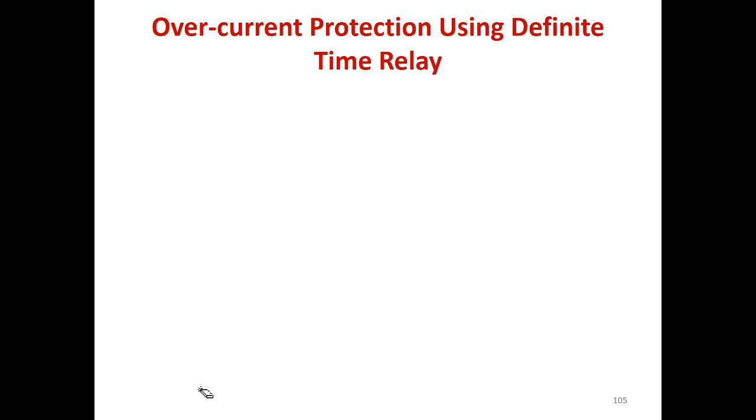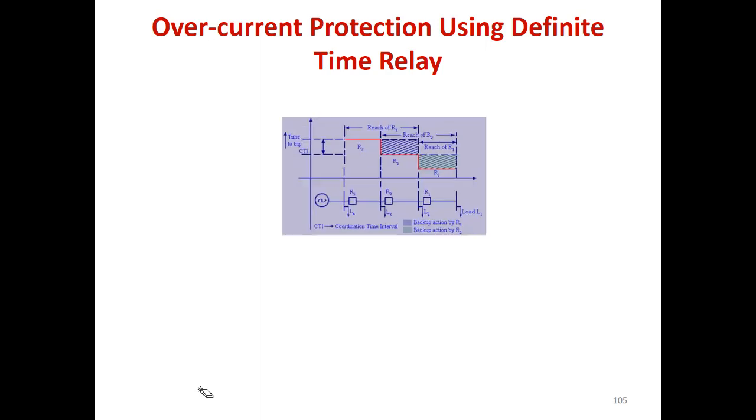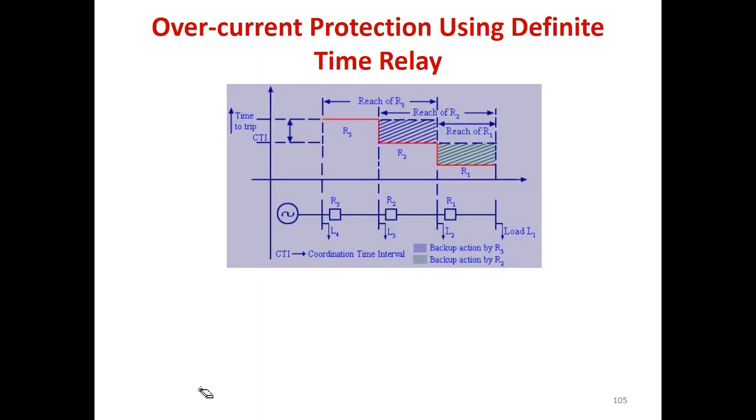Okay, so let us see the operation of overcurrent protection using the definite time relay, how it behaves. You can see here one feeder that is connected with different loads, different load currents, right? And we have three relays here, R1, R2, R3. Now we need to set the values of R1, R2, R3.